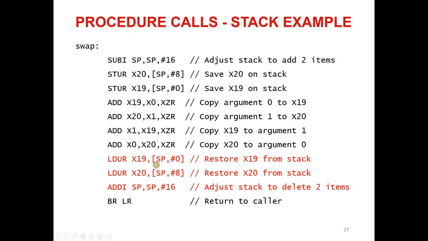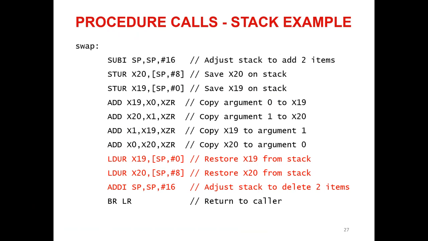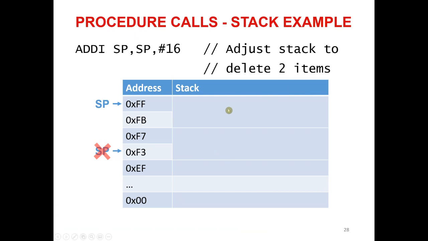For restoring them, what do I do? I load the value pointed to by the stack pointer at that position into register 19. I load the next value from the stack into register 20, and then I restore the stack pointer. So graphically, I have loaded the value here into register 20, then the value here into register 19, and then I restore the value of the stack pointer. Okay.